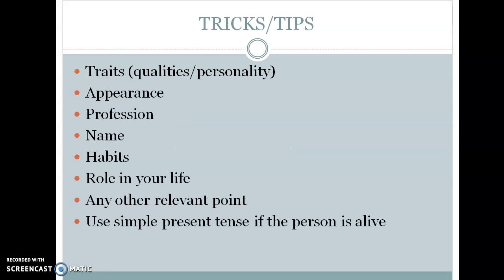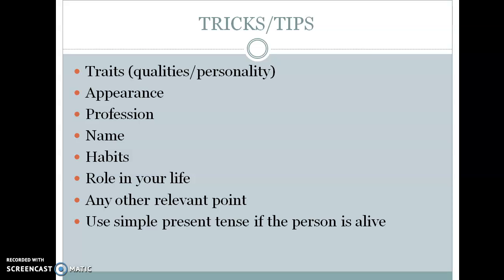Now some tricks and tips, things that you have to keep in mind. First is, whenever you are writing the descriptive paragraph about a person, first mention the traits, that means the qualities and the personality of a person. You can begin with that, that would make it interesting rather than straight away writing the name of the person and the profession of the person. If you start with traits, that would make it a little interesting and grab the attention of the reader.